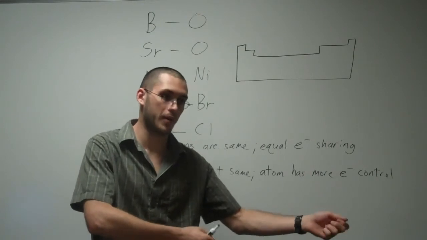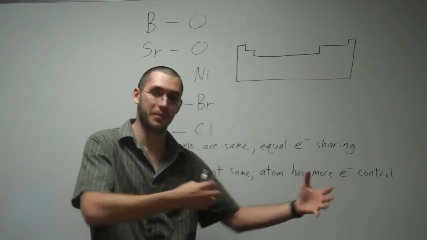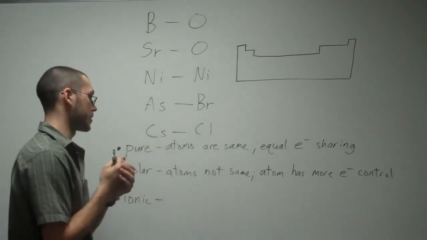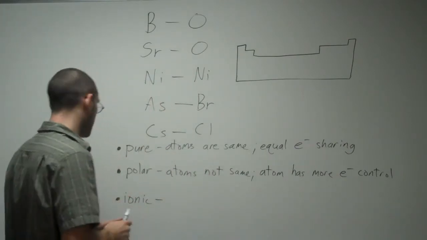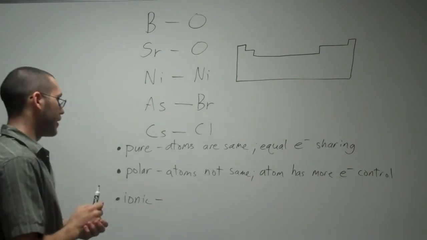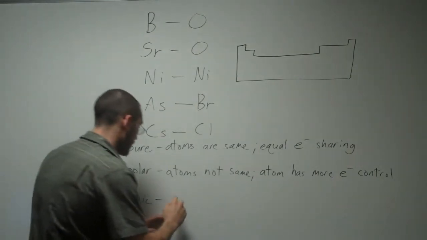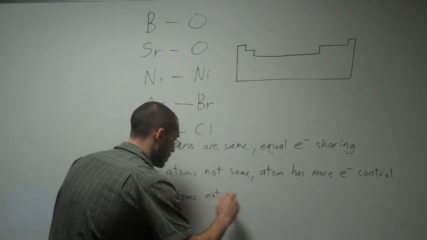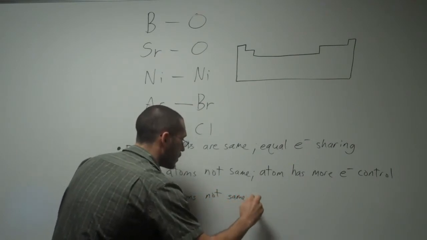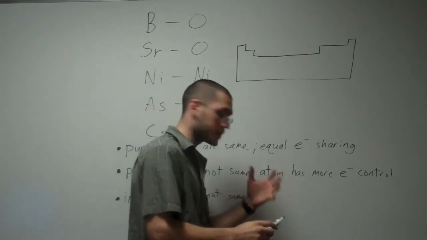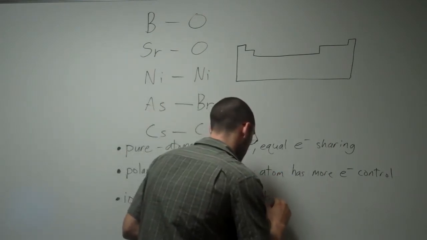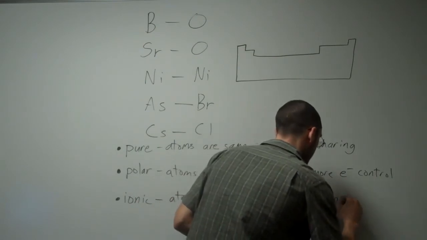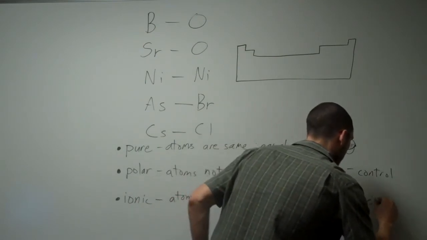Whereas an ionic bond is where one atom completely strips the electrons from the other atom and keeps them to himself or herself, depending on what the atom is. So, atoms again are not the same. One atom has complete electron control.